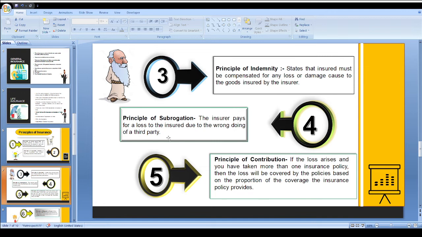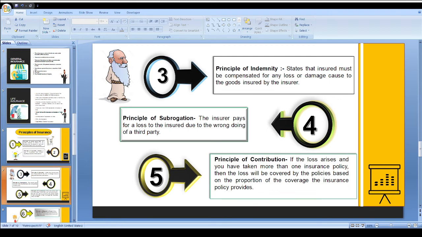Next is the principle of subrogation. The insurer pays for a loss to the insured due to the wrongdoing of a third party. The principle of subrogation is a part of the principle of indemnity, and it arises because a third party has done some activity, and because of that, the insurance company will pay some kind of loss to the insured.